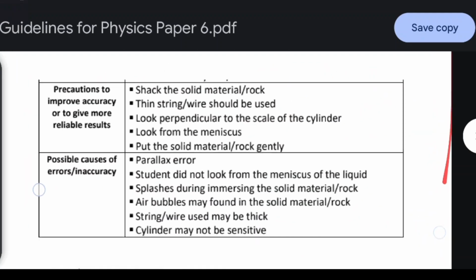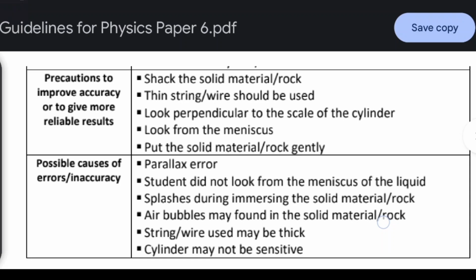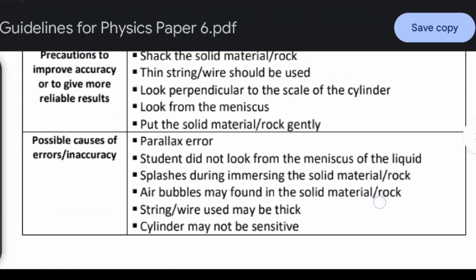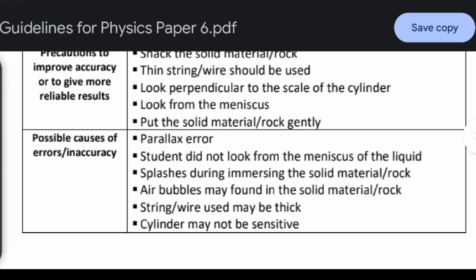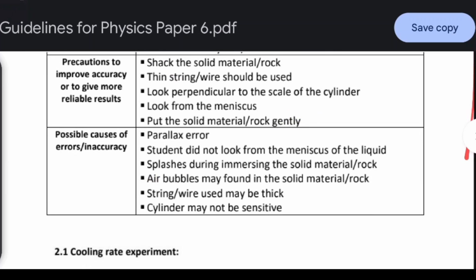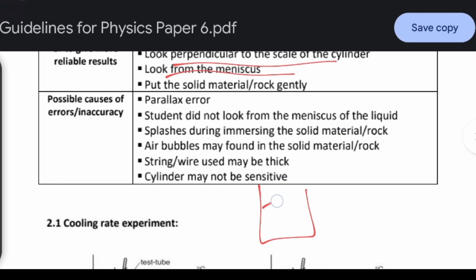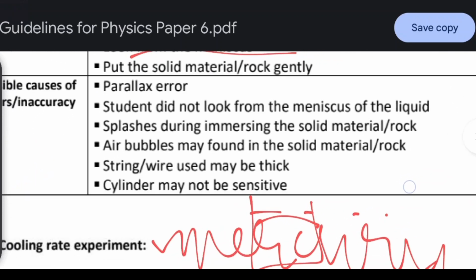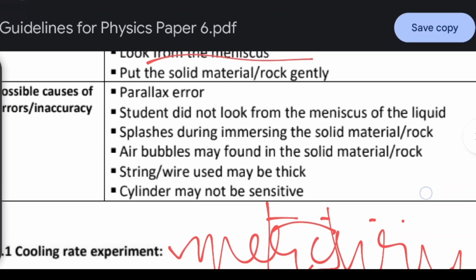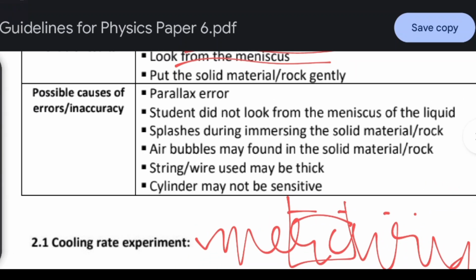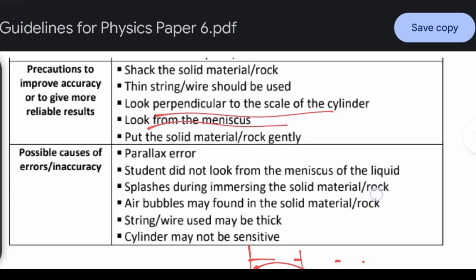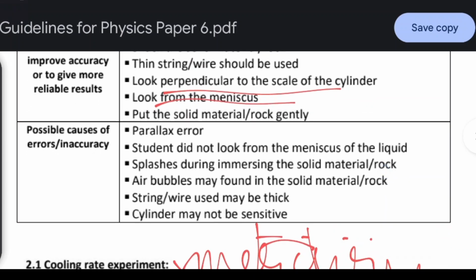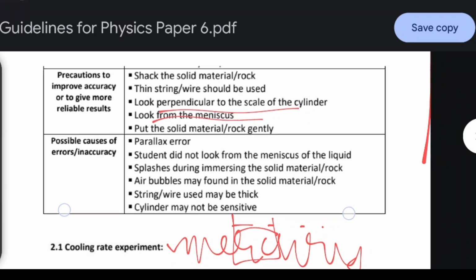Next, precautions to improve the accuracy. Sink the solid material, put it completely into the water. Thin string must be used, and of course a weightless spring. Look perpendicular, as I told you before, to the scale reading. Look from the bottom of the meniscus. You only look from the top of the meniscus when it's mercury. Only for mercury. Except for that, for all liquids you look from the bottom of the meniscus. Put the solid material gently. Don't put it very fast or very roughly. Why? Because there can be splashes, we'll discuss it later, which can cause loss of water, so the volume won't be accurate.